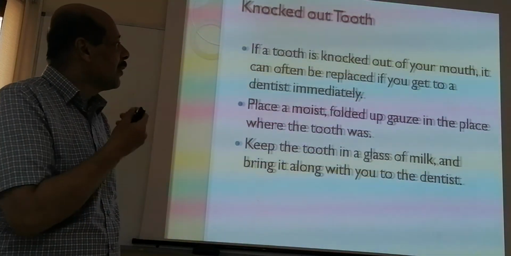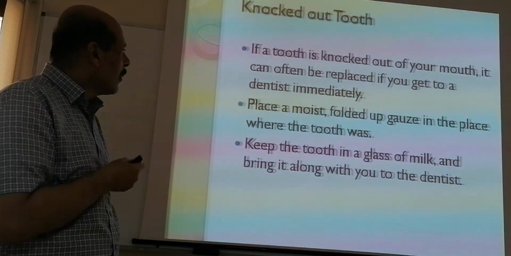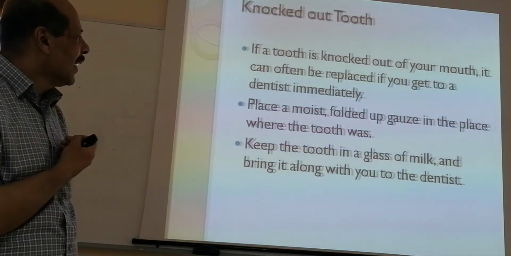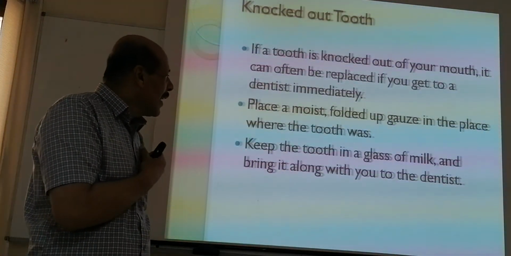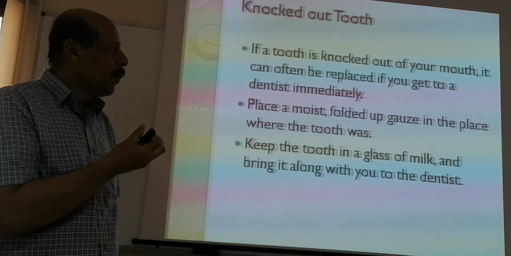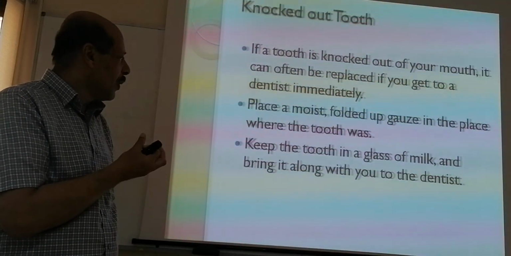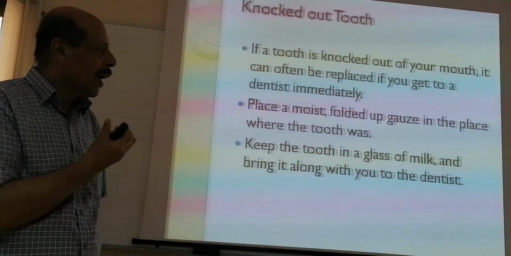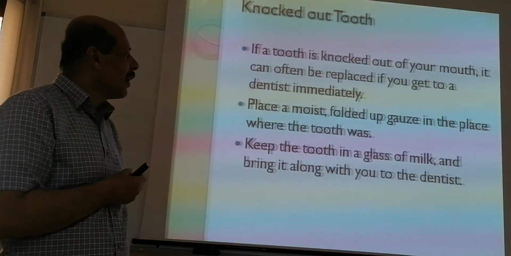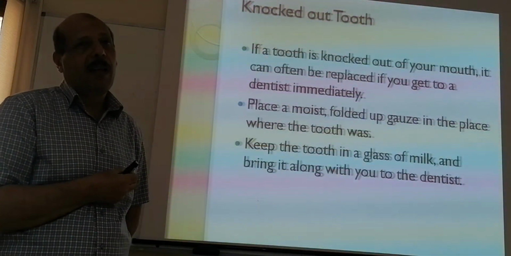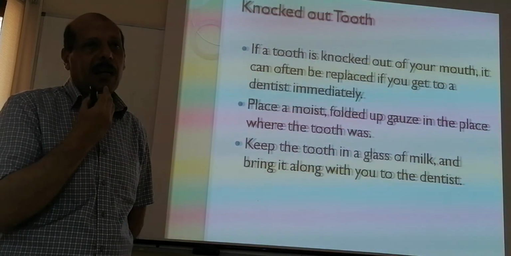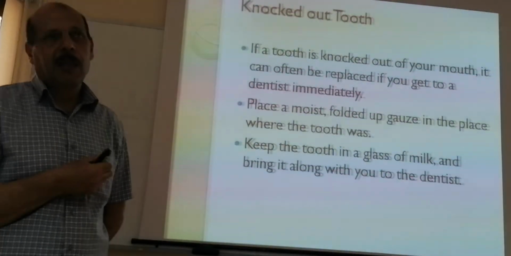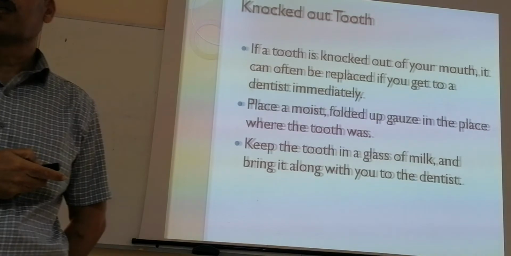So if a tooth is knocked out of your mouth, you can often replace it if you get to the dentist immediately. Place a moist folded gauze in the place where the tooth was, and keep the tooth in a glass of milk and bring it along to the dentist. Either a glass of milk, or even the saliva of the patient, can keep it alive. So we can use any of them.